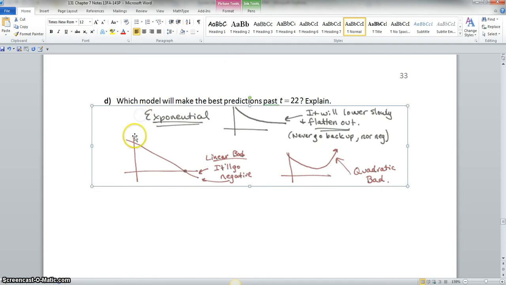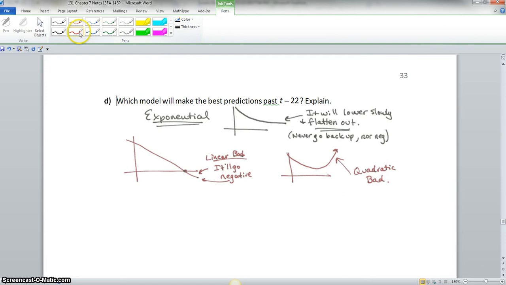Okay, class, picking up where we left off, we're on part D, and it says which model will make the best prediction past t is equal to 22. So what you would do is put this in your calculator, and if you notice here, this model will curve, but it will lower slowly and flatten out, but it will never go back, nor will it be negative. So the best model would be exponential.